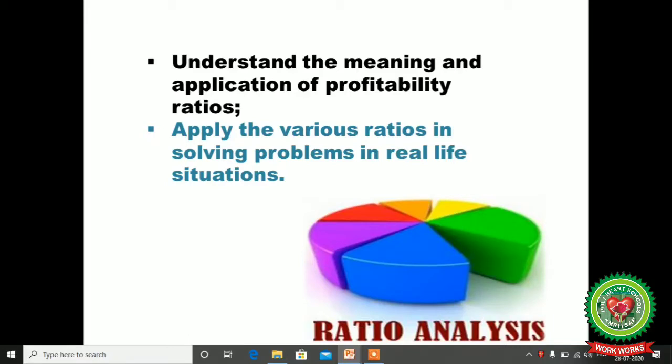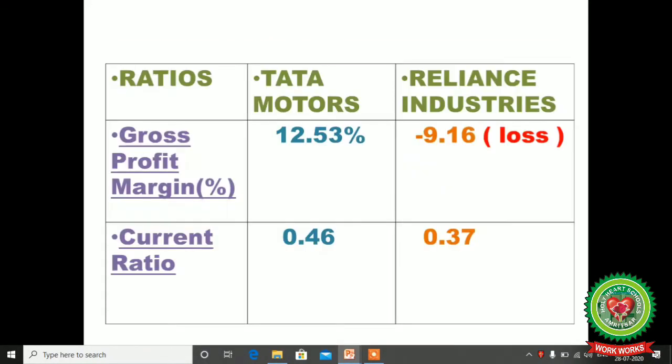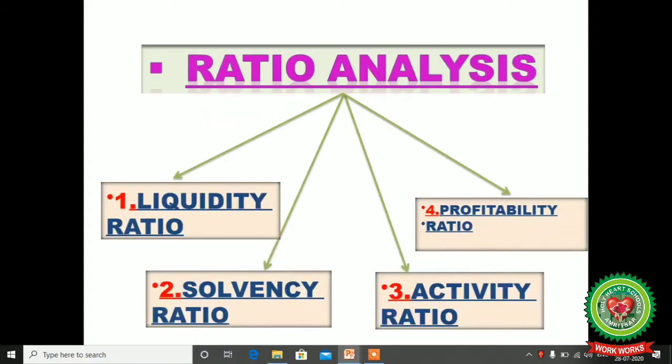So these all are the main objectives of this chapter. And this chapter is divided into 4 parts. Have a look. Liquidity ratio, solvency ratio, activity ratio, and profitability ratio. My today's topic, liquidity ratio.